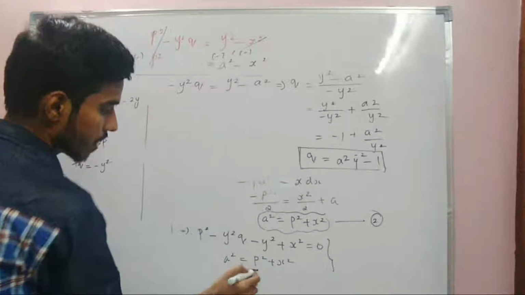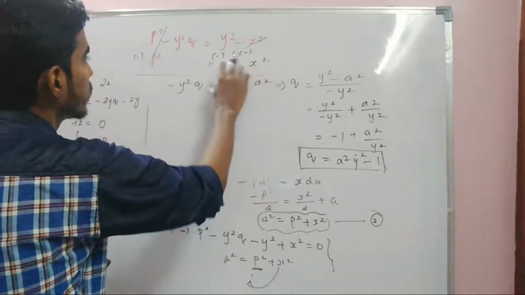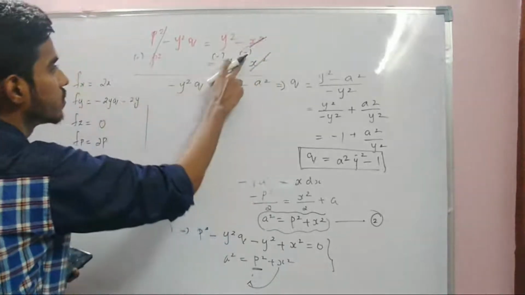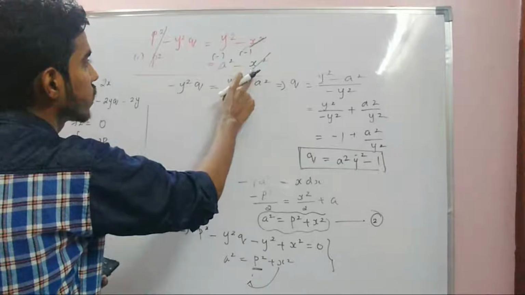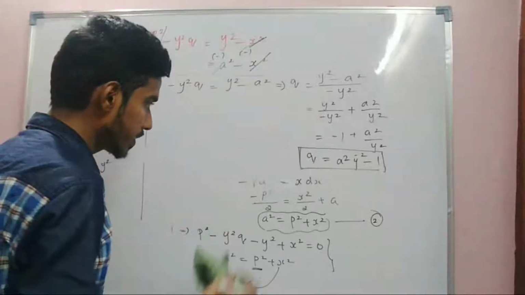So we are finding p square only, right? So p square is equal to a square minus x square. Now this will get cancelled, right? So this and this will get cancelled. So minus x square plus x square. So we have y square minus a square. Now we need to find the value of p.